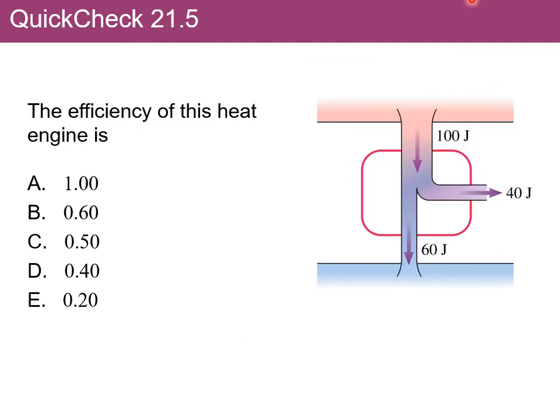Let's try an example. Here, 100 joules is extracted as heat from the high temperature reservoir. The system then does 40 joules of work on the environment. Finally, 60 joules is expelled as heat into the low temperature reservoir. What is the efficiency of this heat engine? The work done by the system divided by the heat extracted is 0.4.